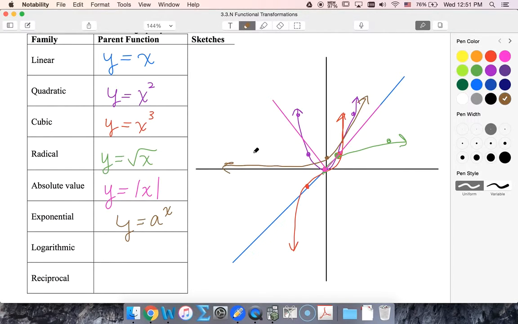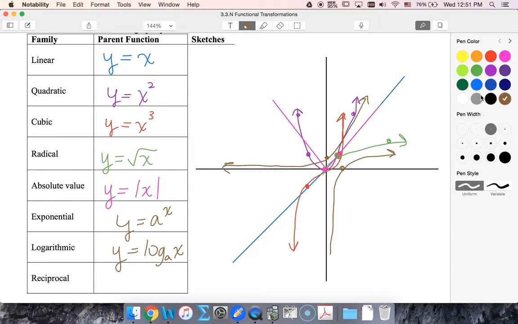Logarithmic is the inverse. So I'm going to take this and reflect it over my line y equals x. So it's going to look like this. And now this is my point 1, 0. So I'm also going to put this as log base a of x.